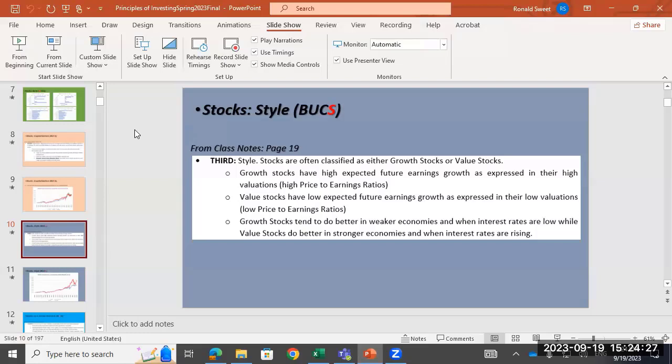So yeah, there are managers out there who hate style. They say, don't give me the style, don't put me in a style box. They don't like being put in a box. But it's quite popular. You can see it really still dominates in finance.